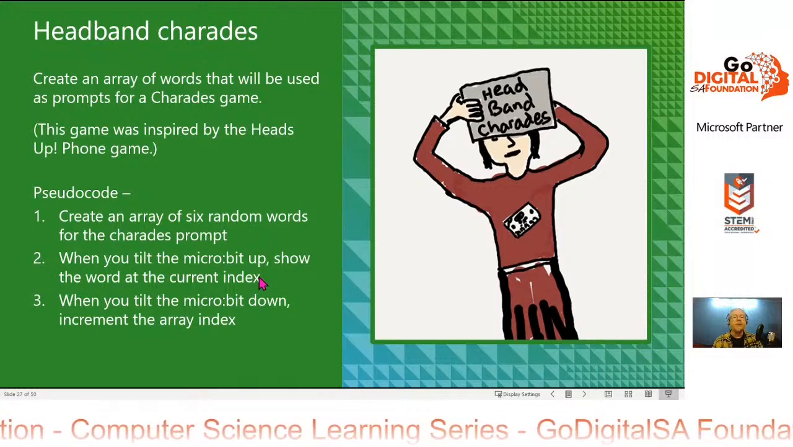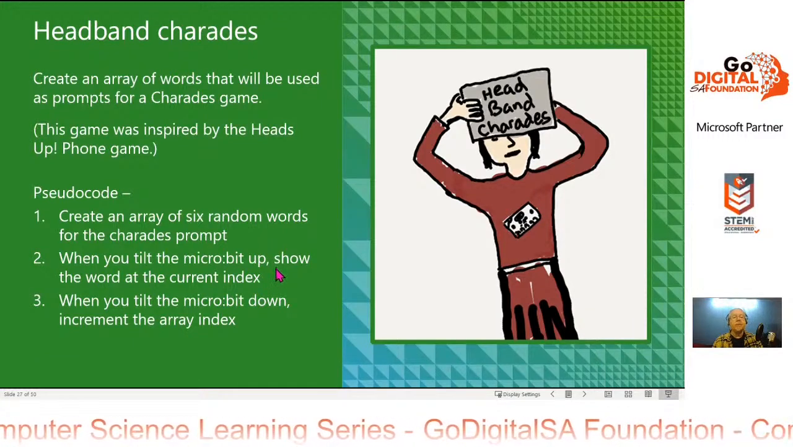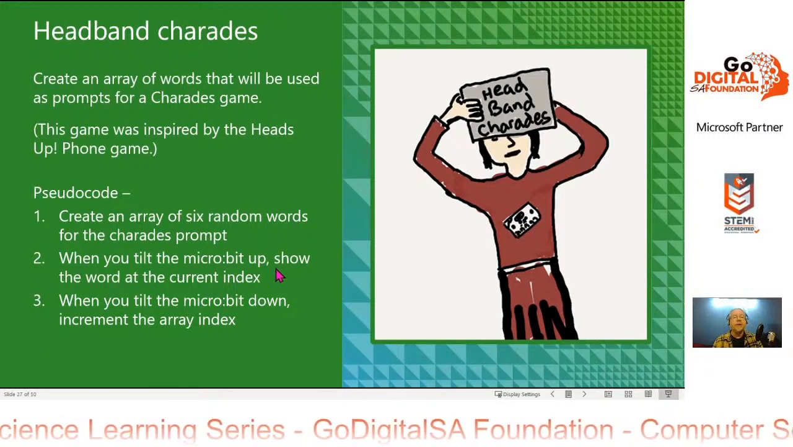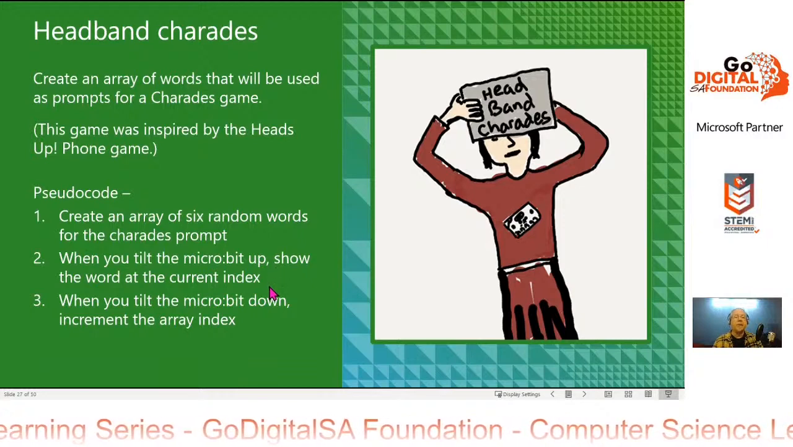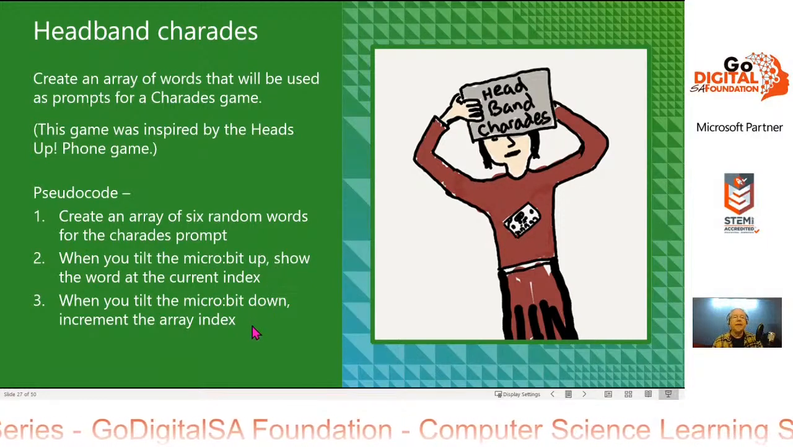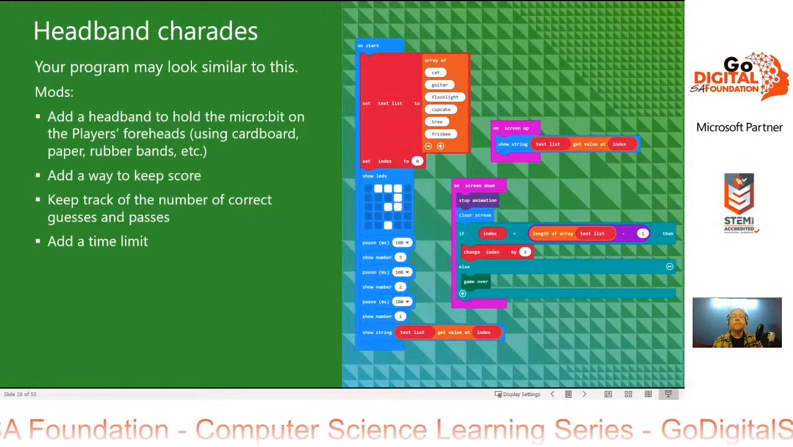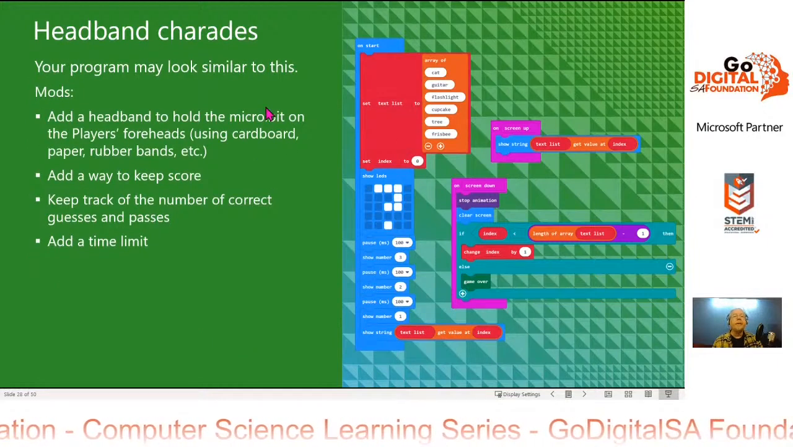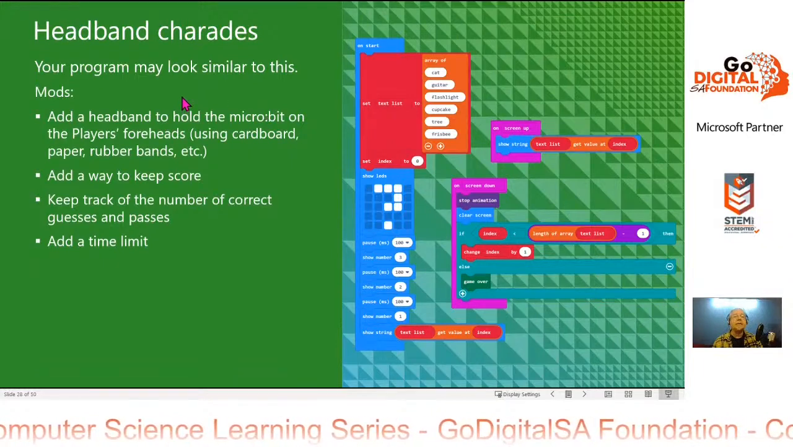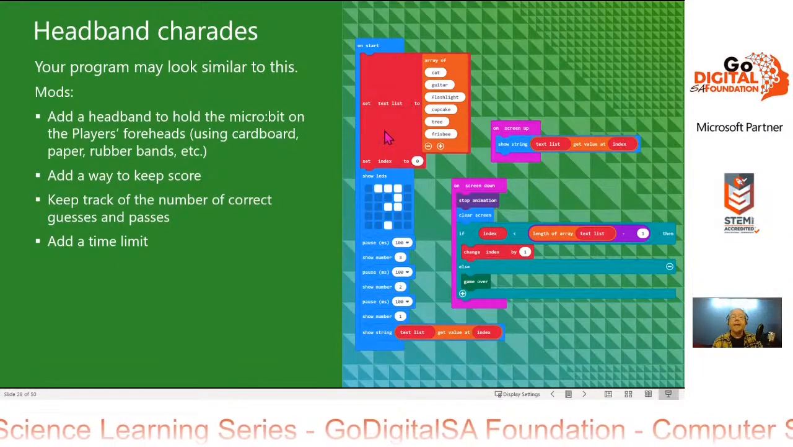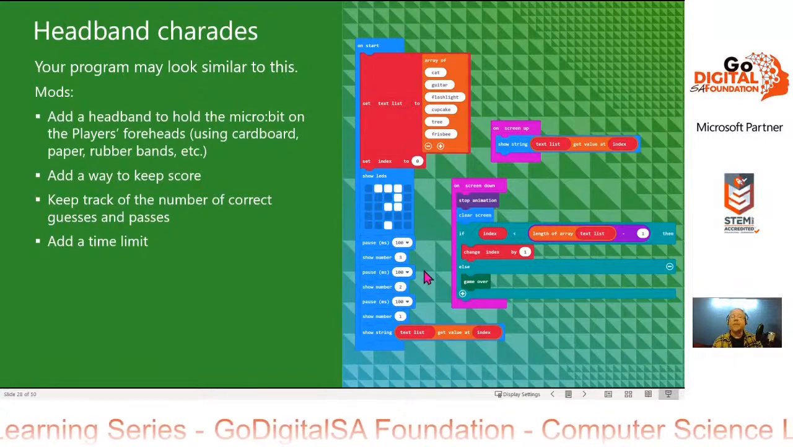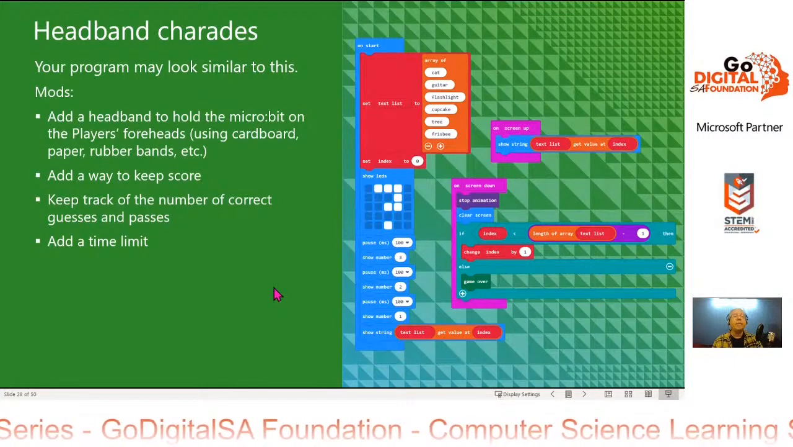So we want to tilt the microbit up to display a new word, and then we play charades for that word, and then we tilt it down to go to the next array index. The program might look similar to this. We'll look at it in MakeCode. It'll be easier to see in MakeCode.